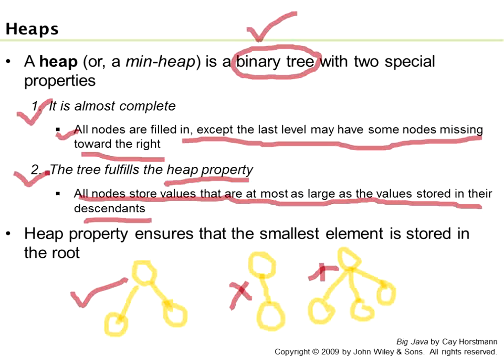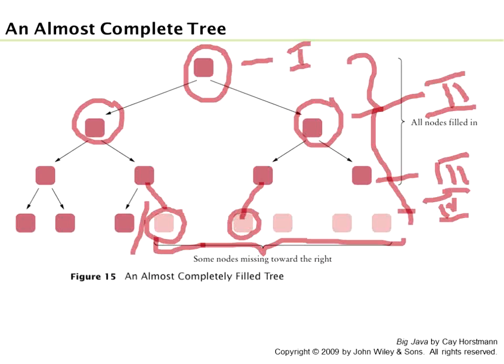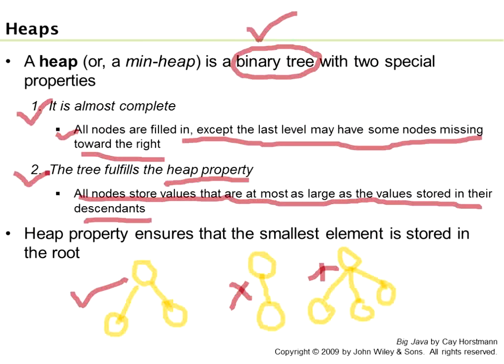What about the arrangement? Yes, the arrangement is like this: if you are talking about a min heap, then the root value is the smallest. And if we are talking about a max heap, there are two types of heaps, min heap and max heap, the root value is the largest. I'll show you an example.